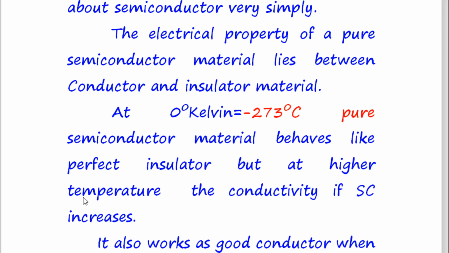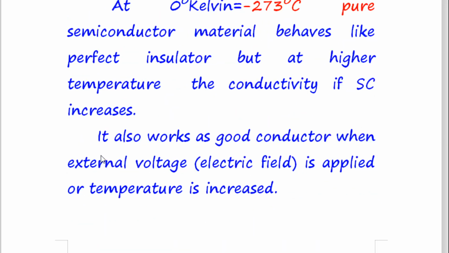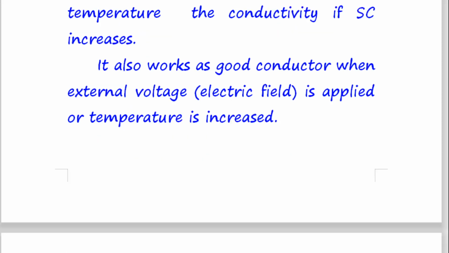But at higher temperature, meaning at room temperature, which is 30 degrees centigrade, very large compared to minus 273, they start behaving as a conductor. At higher temperature, the conductivity of the semiconductor increases. It also works as a good conductor when an external voltage, that is an electric field, is applied or temperature is increased, and that is the property of semiconductor material.